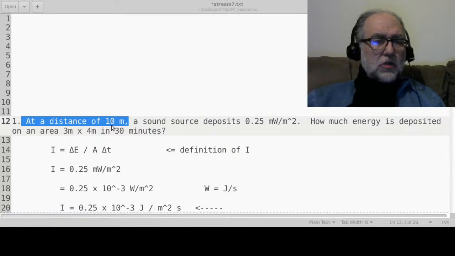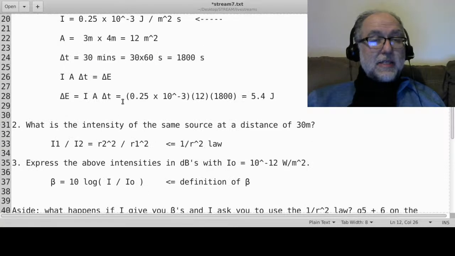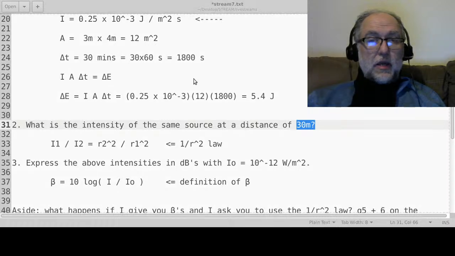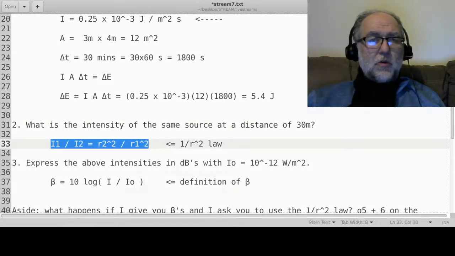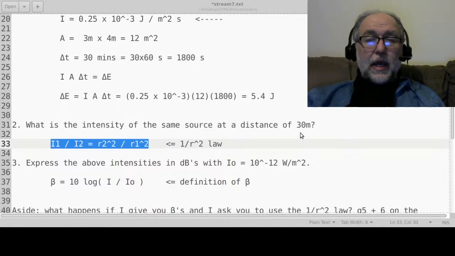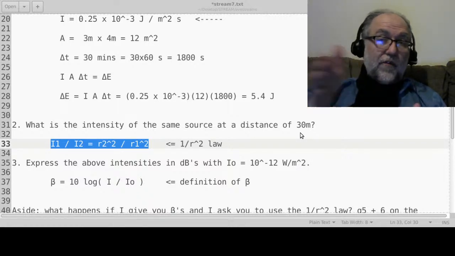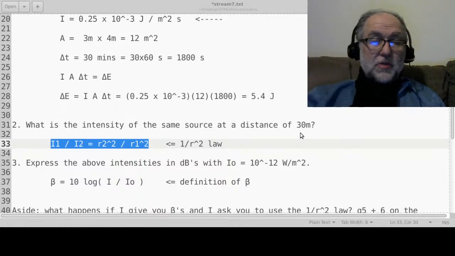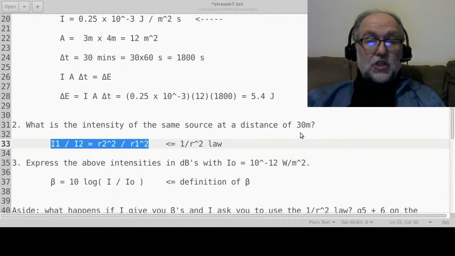So at 10 meters we have this intensity, 0.25 milliwatts per meter squared. What's the intensity going to be at 30 meters? Well, 30 meters is 3 times as far. That's actually the inverse R squared law, and it can be written in different ways, but the way I wrote it in our notes is like that. Basically, as you go further from the source, the intensity drops. And it doesn't drop linearly, it actually drops as the radius squared.